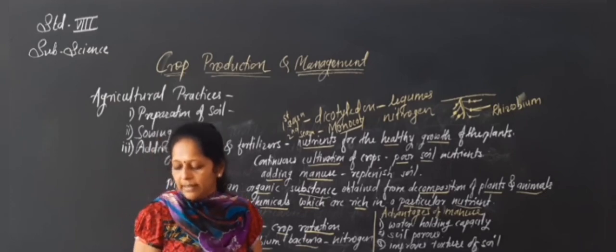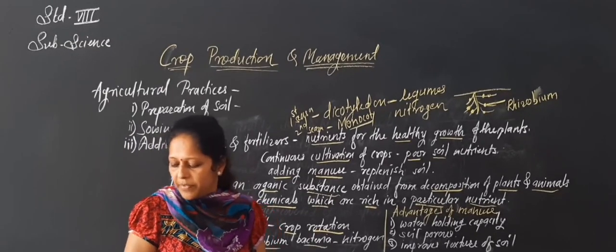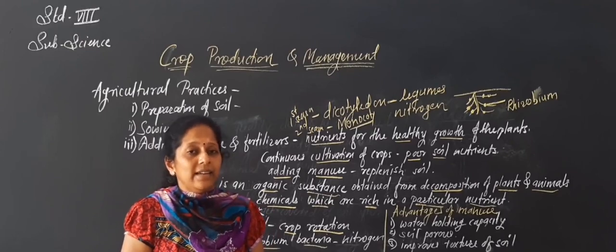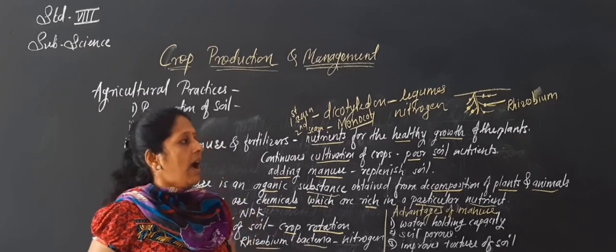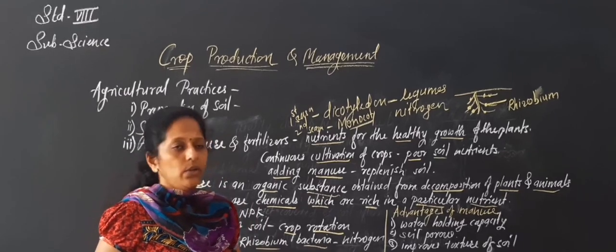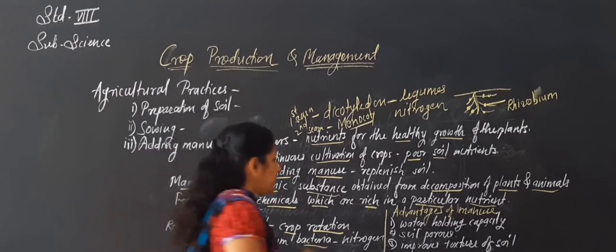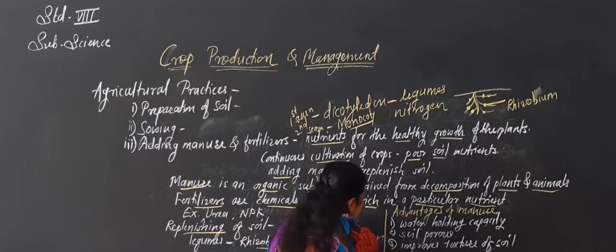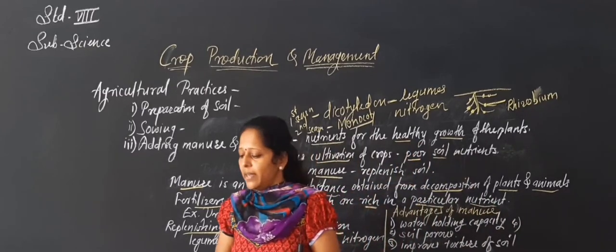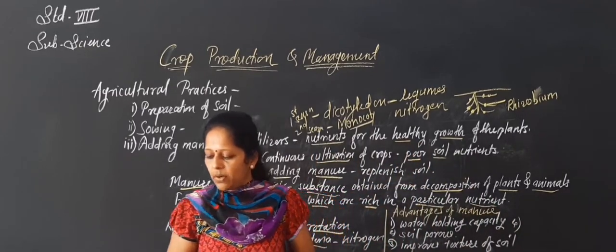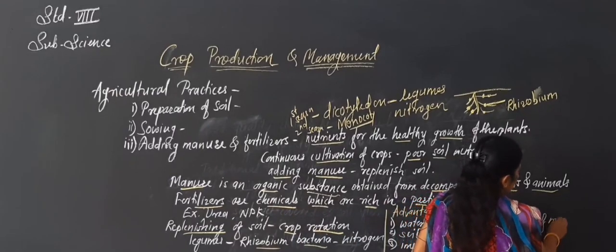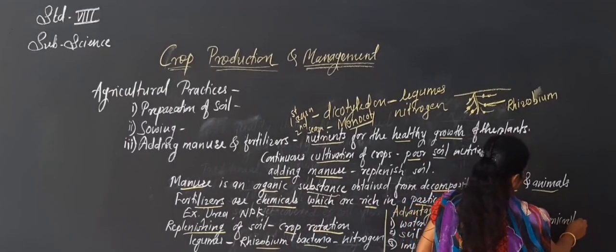The next advantage is that it increases the number of friendly microbes. As I told, if we use fertilizers, they will harm the microorganisms. But if we use manure, it will not harm them. Because of manure, the number of friendly microbes increases in the soil.